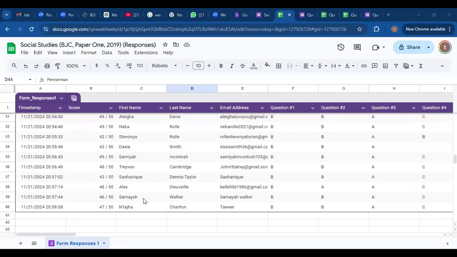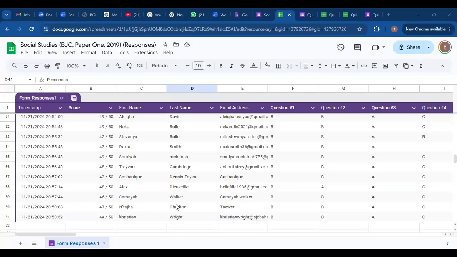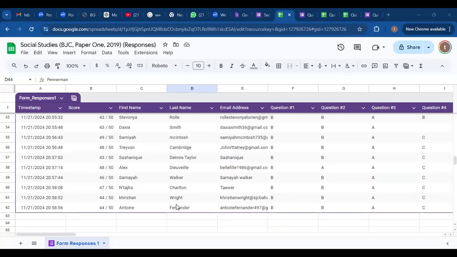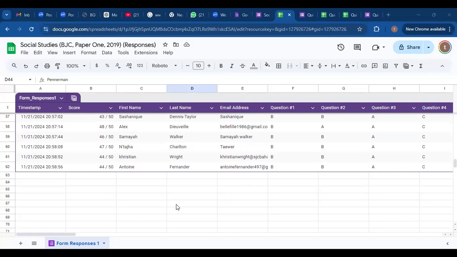Samaya Walker, very good. Natalja Charlton, very good. Well, you pass. Very good. Christian Wright, 44 out of 50. Very good. Antoine Fernanda, very good, 44 out of 50. Saved by the bell.